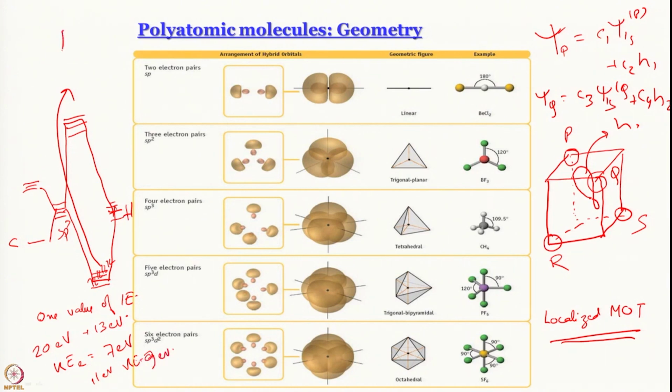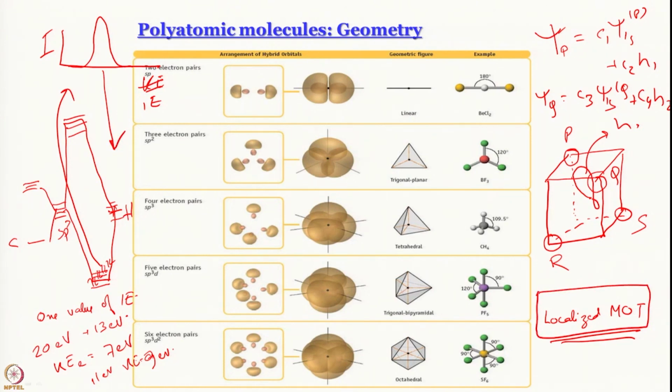So, if I plot intensity against kinetic energy of the electron, or I can just write ionization energy, I should get one band. A single band in the photoelectron spectrum is what is predicted from localized molecular orbital theory, which is nicely in accordance with our valence bond picture. However, as I said, this gives up the biggest advantage, and that biggest advantage is delocalization.